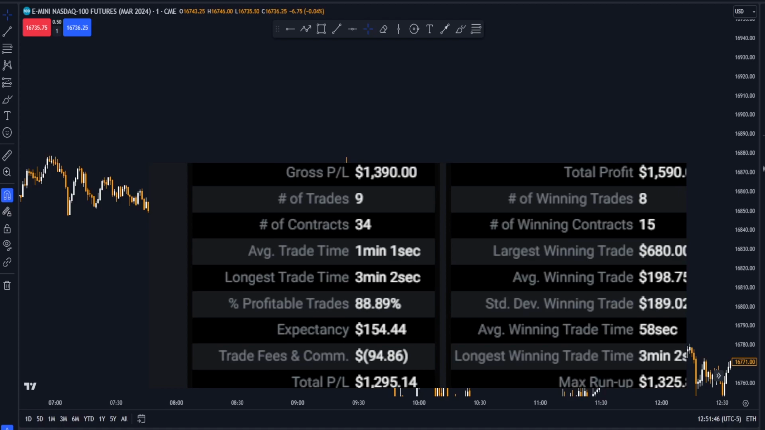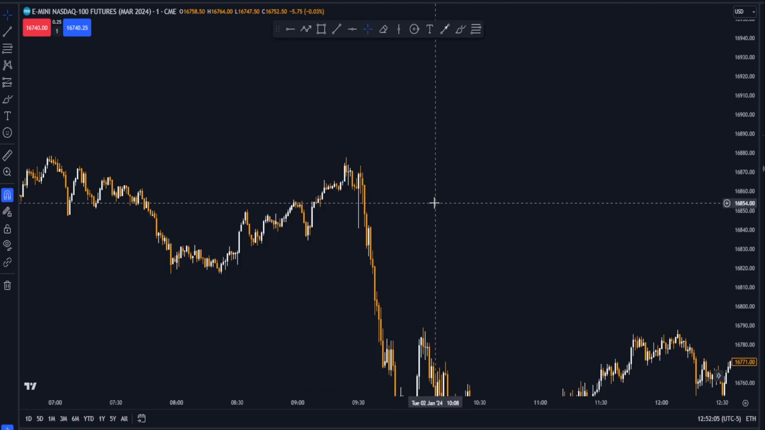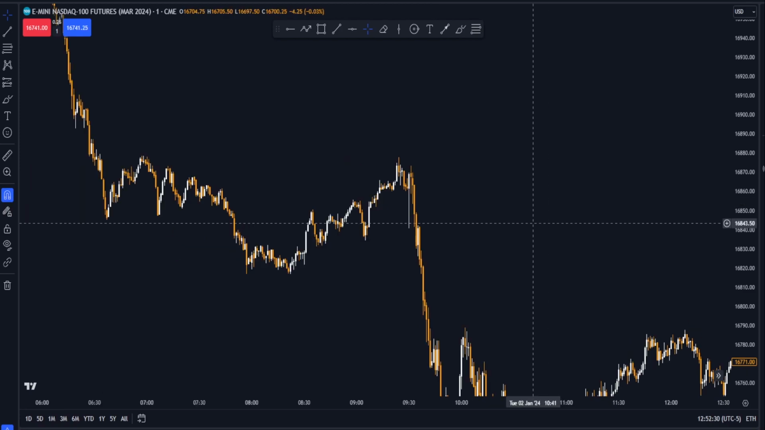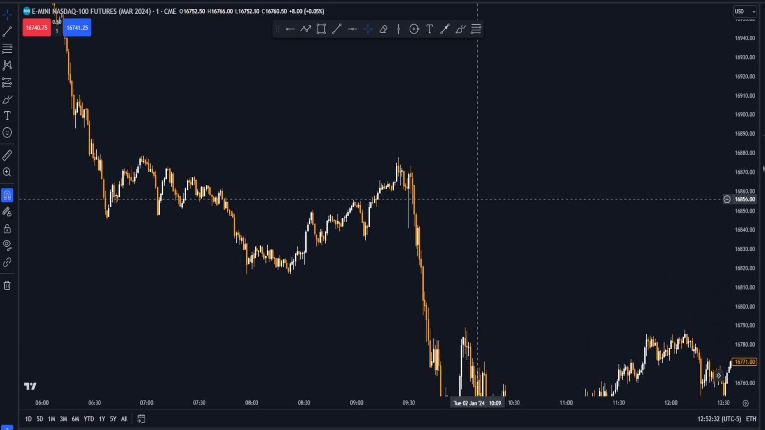So now let me show you the fair value gap strategy that I'm using to make this much money in a day. And you can use this strategy to pass any accounts. You can use it on crypto, you can use it on forex, you can use it on indices, which is what I do. So let's waste no time and get right into the strategy.